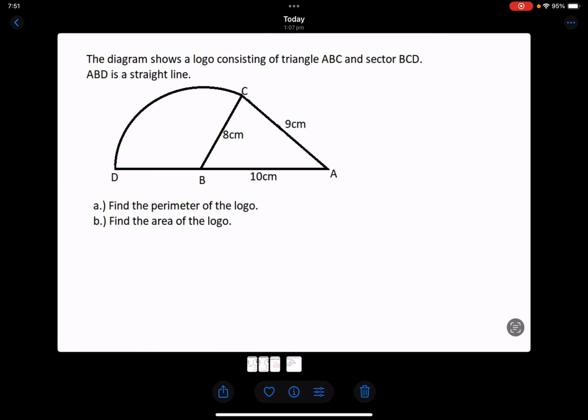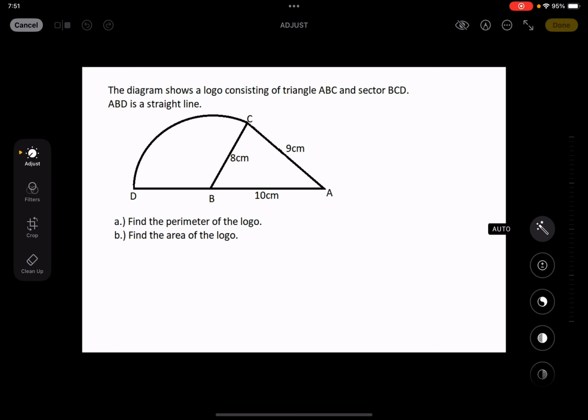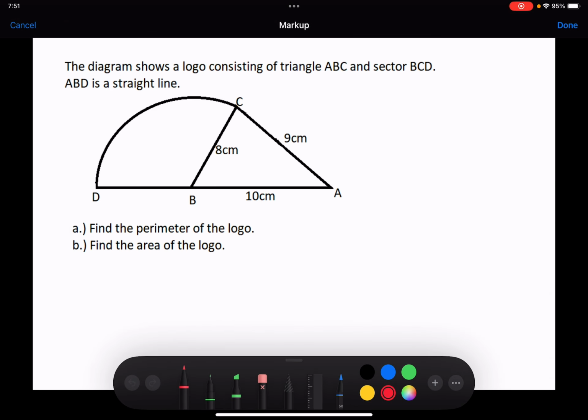Second example, it's a more complicated one here. We have the diagram showing a logo that consists of the triangle ABC and the sector BCD, where ABD is a straight line. We need to find the perimeter of the logo and the area of the logo. Considering that I know all of the sides of the triangle, I can work out this angle relatively easily using the cosine rule.